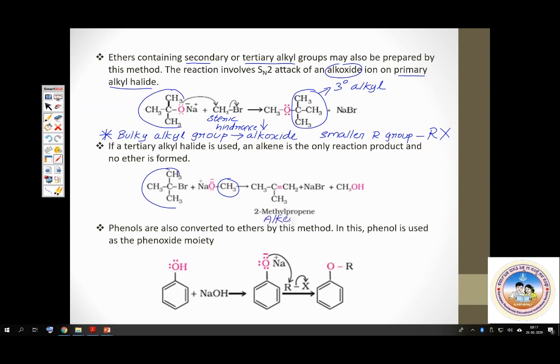In the same manner, you can also prepare aromatic ethers by taking sodium phenoxide. This is phenoxide. That's good. That's about Williamson's ether synthesis. Hope you have copied down this important rule. This is important. Please write it down, all of you. Okay, next.